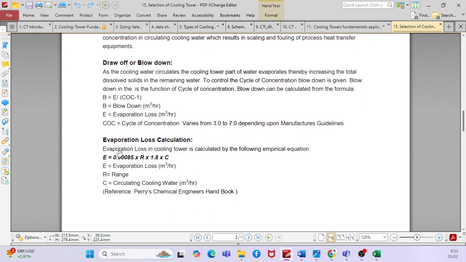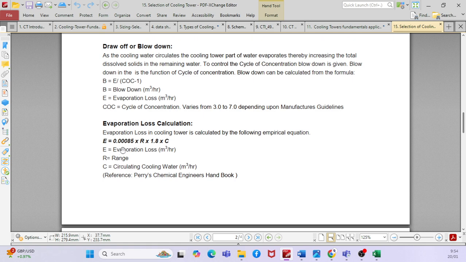Okay, so here you can see the formula. COC is nothing but 3 to 7, depending upon the manufacturer, the water quality, and the location. Then evaporation loss is nothing but 0.00085 multiplied by R multiplied by 1.8 multiplied by C. E is the evaporation loss, R is the range, and C is the circulation of the cooling tower. So you can calculate the evaporation losses.